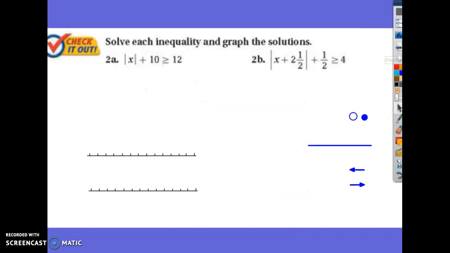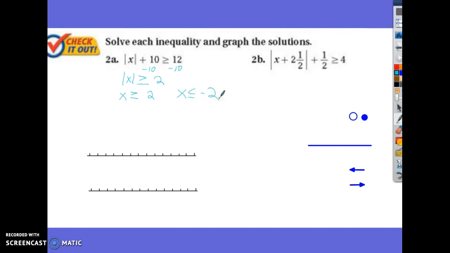Okay, moving on. Let's look at example 2. 2a, I have the absolute value of x plus 10 is greater than or equal to 12. So the absolute value of x, I'm going to subtract 10, is greater than or equal to 2. So again, we are going to set this to two equations. I'm going to have x is greater than or equal to 2, and I'm going to have x is less than or equal to -2.